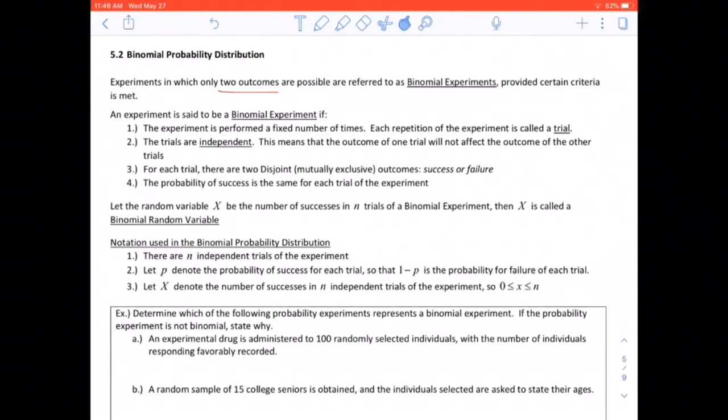2. The trials are independent. This means that the outcome of one trial will not affect the outcome of the other trials. 3. For each trial, there are two disjoint or mutually exclusive outcomes. We call them success or failure. And 4. The probability of success is the same for each trial of the experiment. Let the random variable x be the number of successes. n is the number of trials in the binomial experiment, and x is called a binomial random variable.